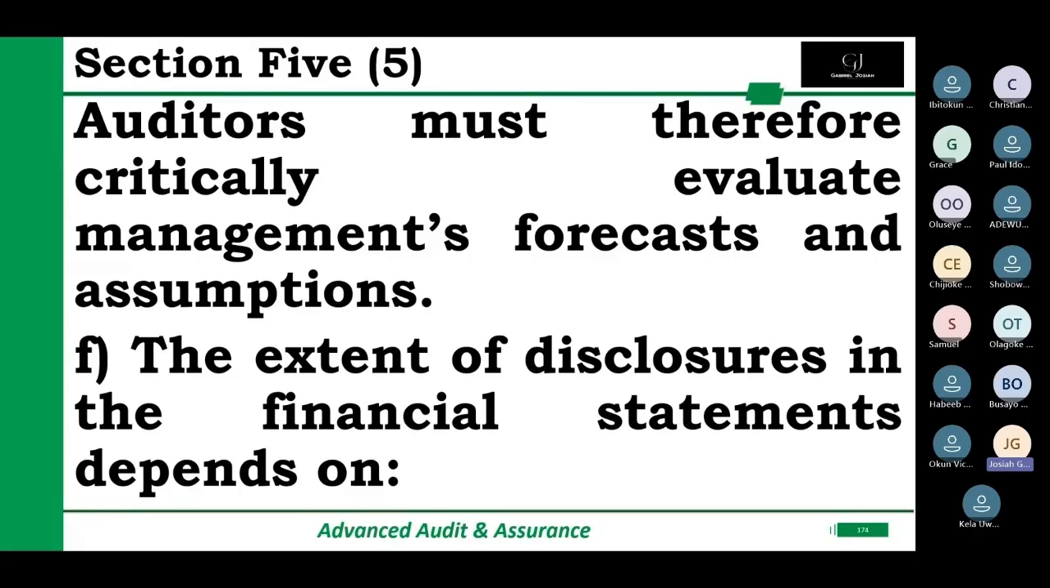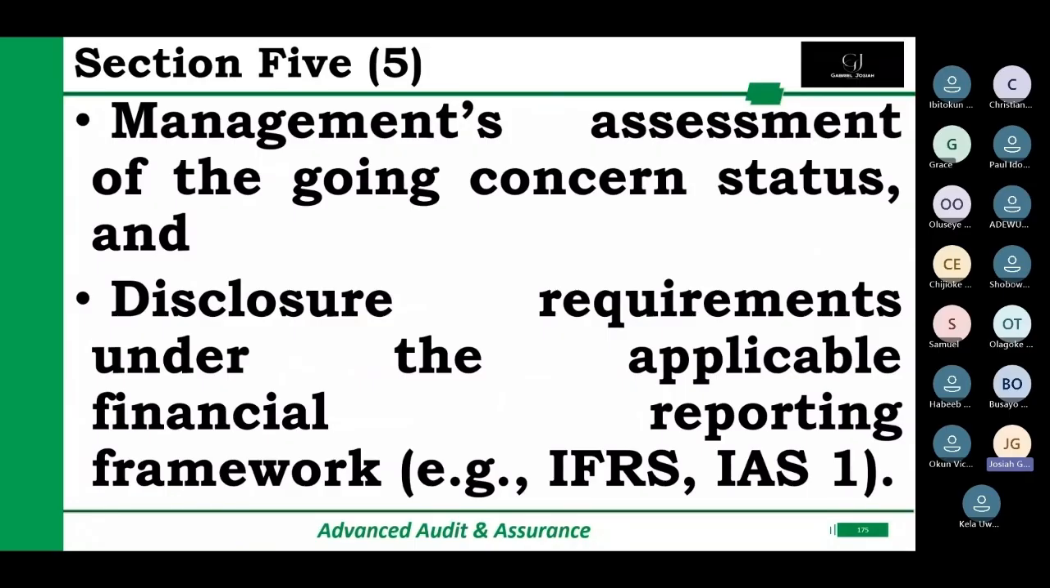And the extent of disclosures in the financial statements depends on management's assessment of the going concern status and also the disclosure requirements under the applicable financial reporting framework, which is IFRS 18, the new one coming up, and IAS 1. So the disclosure requirement for going concern status must be applied appropriately. IFRS 18 will replace IAS 1, like we said earlier, and this needs to be integrated.